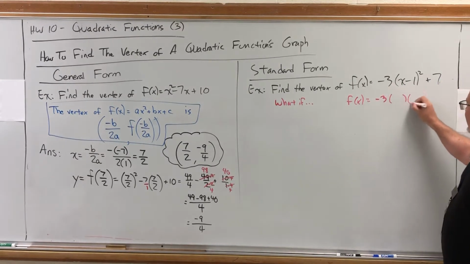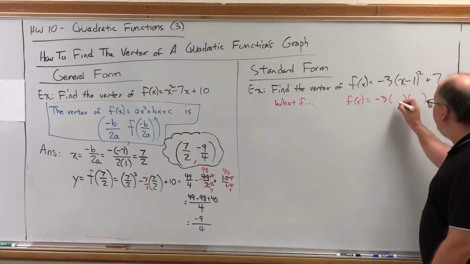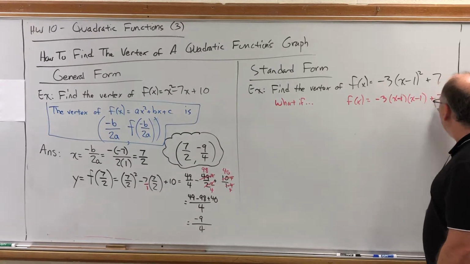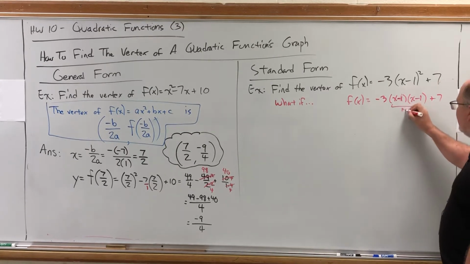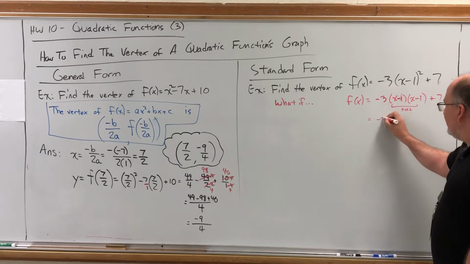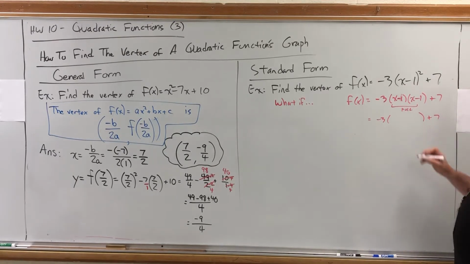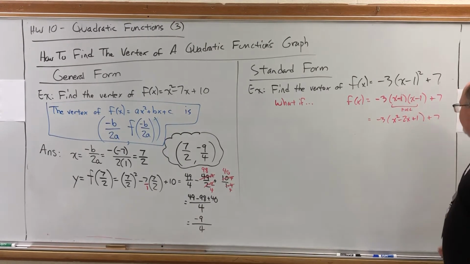To eliminate the parentheses, you have to remember that squaring something means to multiply by itself. So we're going to multiply the x minus 1 times itself. Don't forget the plus 7. Then we have to FOIL this. The -3 is still there. I will spare you the details of the FOIL process. X squared minus 2x plus 1.